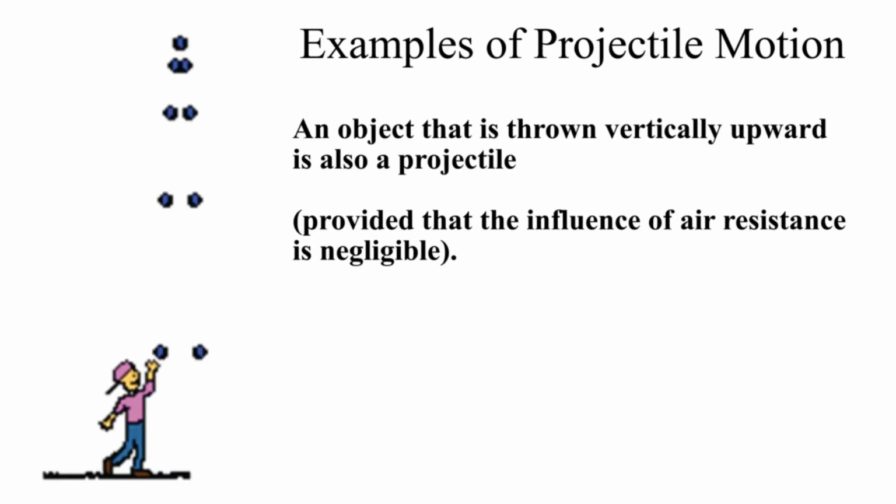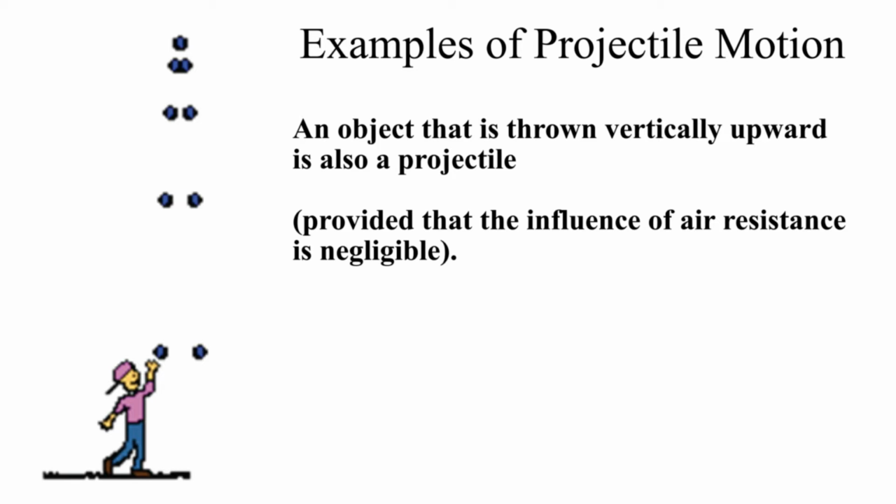Let's look at another. An object that is thrown vertically upward is also a projectile, provided that the influence of air resistance again is also negligible. So if you throw it upwards or you are dropping it, as long as there is no influence of air resistance, we say that the object is a projectile. Right, so look at this scenario as well.